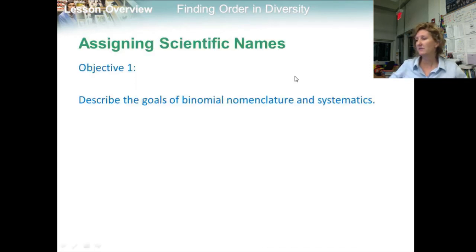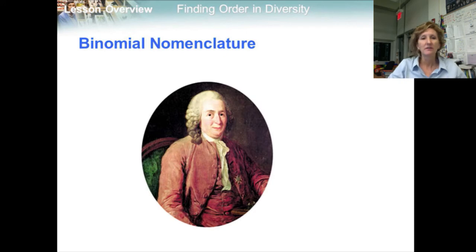So our first objective is to describe the goals of binomial nomenclature and systematics. The first step in understanding and studying diversity is to describe and name each species. By using a scientific name, biologists can be sure that they are discussing the same organism. Common names can be confusing because they vary among languages and from place to place. For example, the names cougar, puma, panther, and mountain lion can all be used to indicate the same animal, whose biological name is Felis concolor.